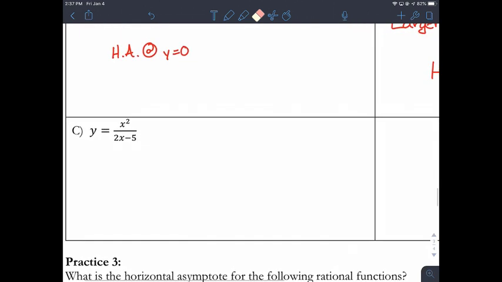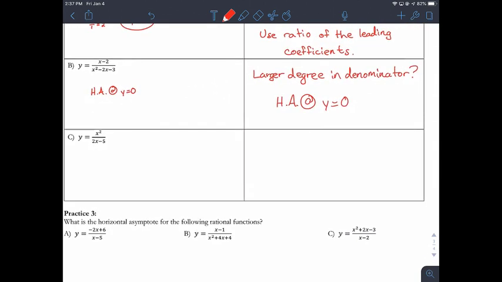And on C, we notice that the exponent is actually larger on the top. Again, the exponent on the top is 2, the exponent on the bottom is 1, so that means that the exponent on the top is larger. So if we have a larger degree or larger exponent in the numerator, there is no horizontal asymptote. So here, because it's larger on the top, we can just write no horizontal asymptote.